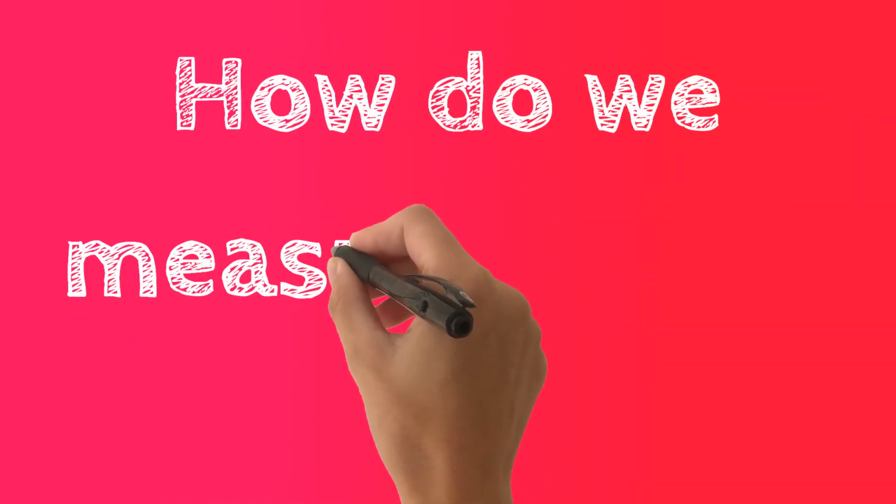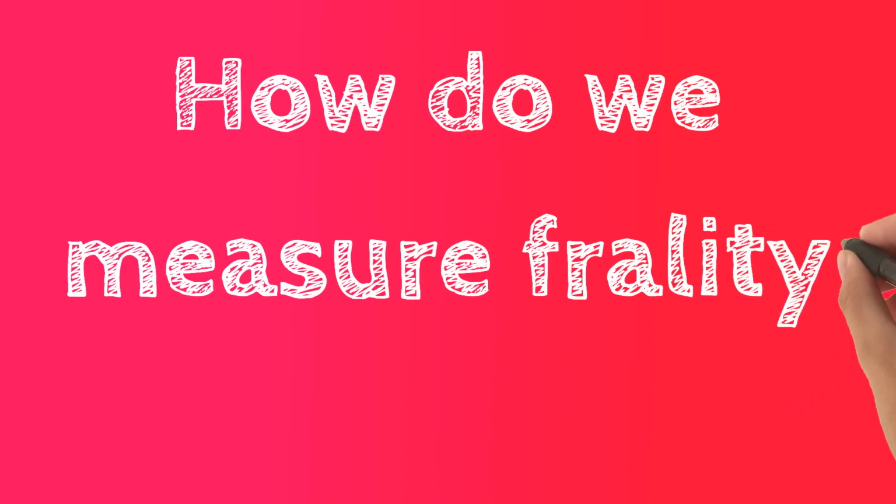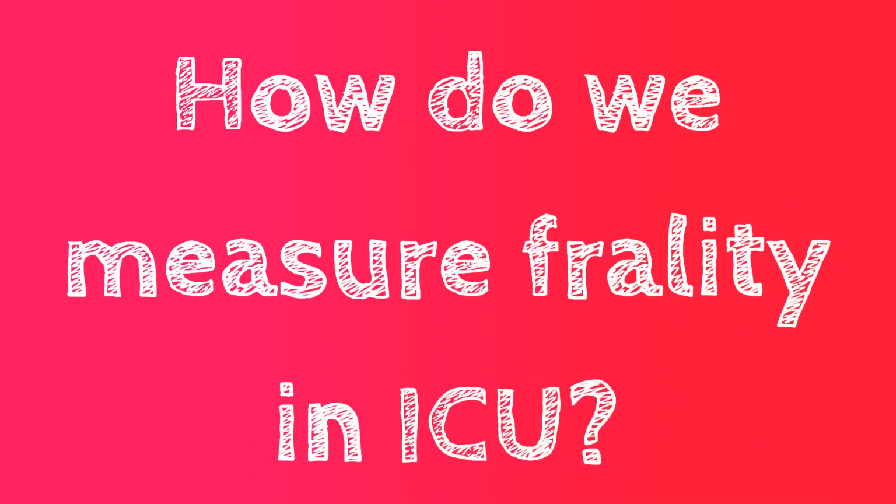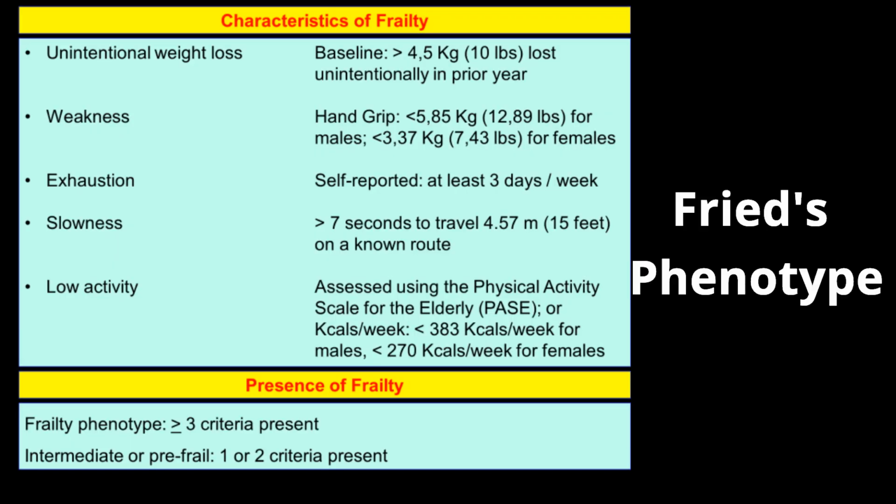So, how do we measure frailty in ICU? The first method is Fried's phenotype of frailty. Here you assess the 5 points and based on its score. It's quite simple and can be used.